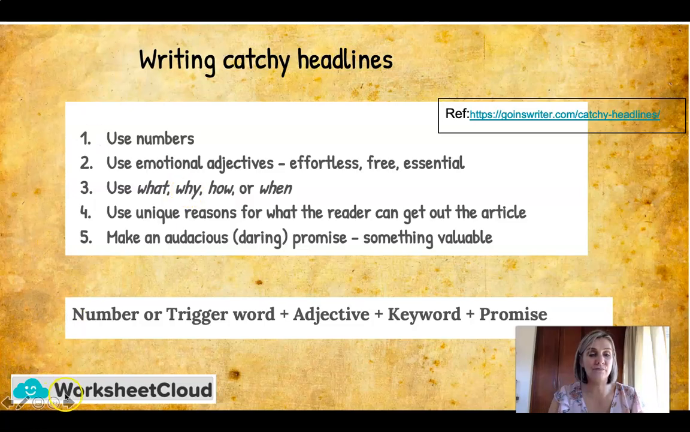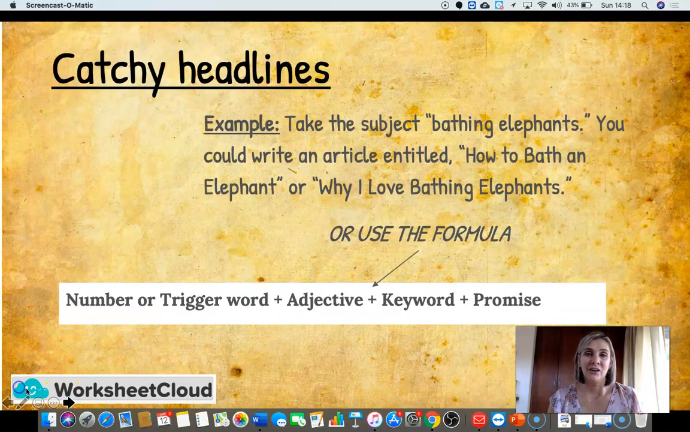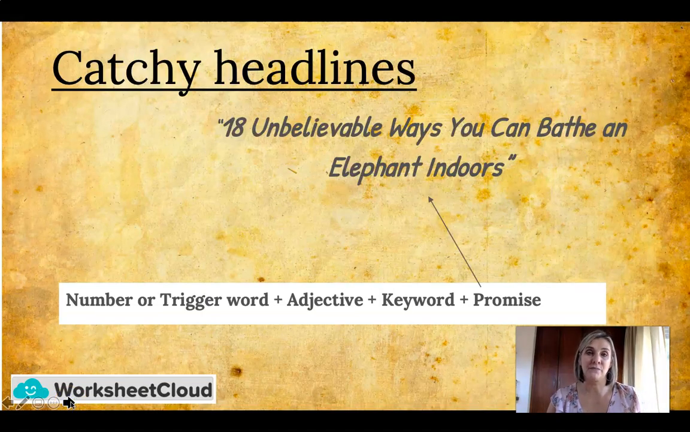Right, let's move on. Let's try a headline as an example. So taking the subject bathing elephants. You could write an article that has the headline, How to Bath an Elephant, or Why I Love Bathing Elephants. It does grab your attention a little bit because who generally baths an elephant? Unless you're a wildlife person and you work somewhere where you've got access to elephants and to bathing them. But if you use the formula, number or trigger word plus adjective plus keyword and promise, you could come up with something a little bit more catchy like this.